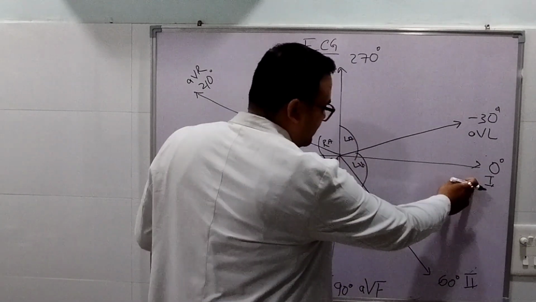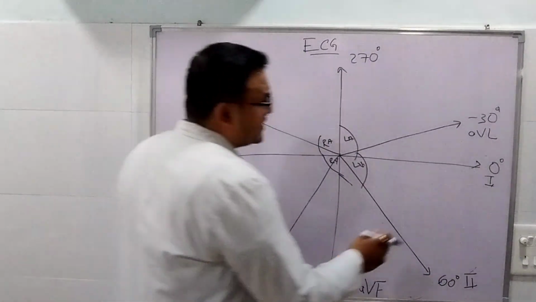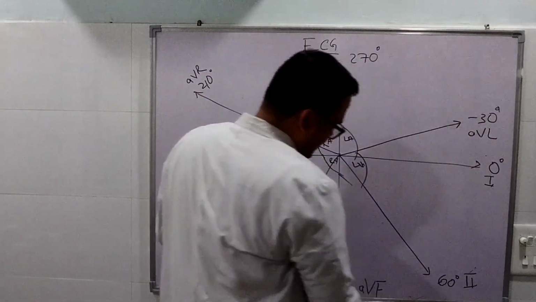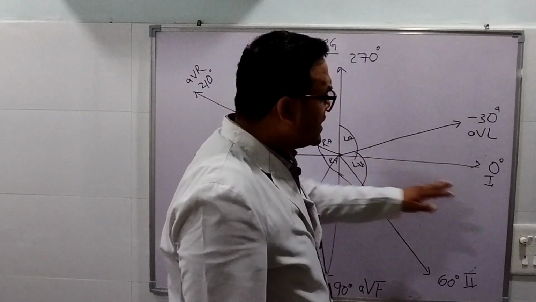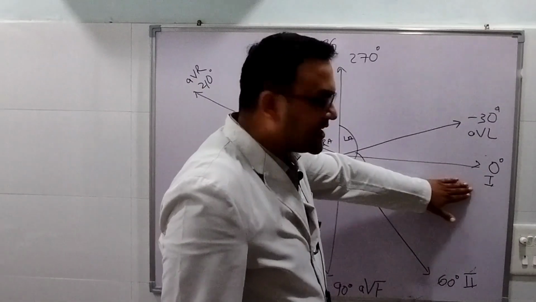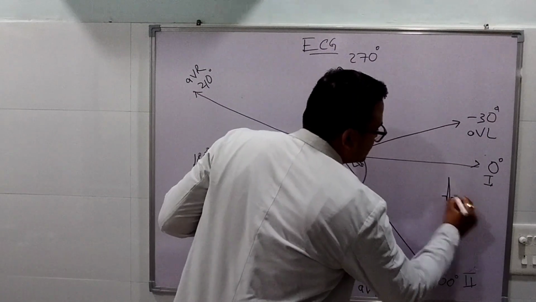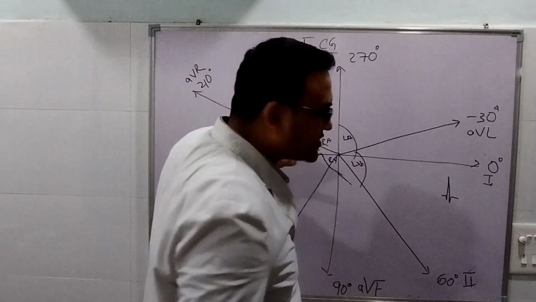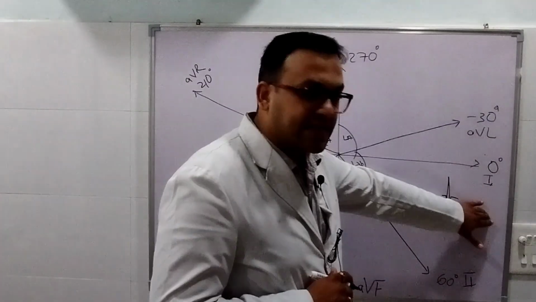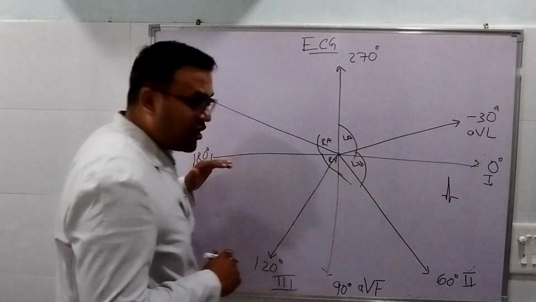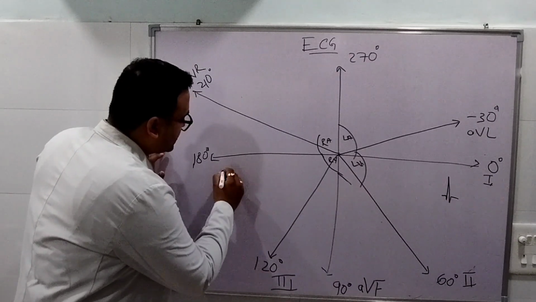Now this is lead 1 at 0 degree, lead 2 at 60 degrees, lead 3 at 120 degrees. This is AVL at minus 30, AVF at 90 and AVR at 210 degrees. Suppose at lead 1 we are getting this QRS complex. The vector is traveling in this direction, and we are getting this QRS complex in lead 1. Then at 180 degrees we will get exactly the opposite.